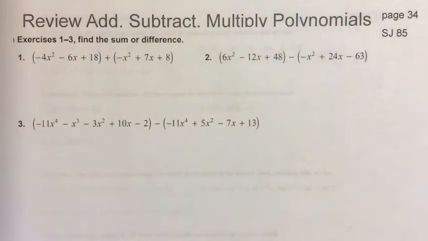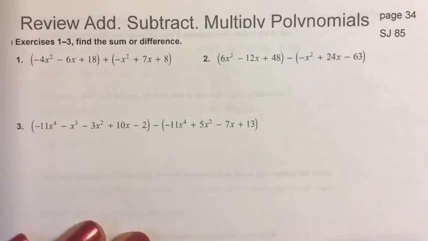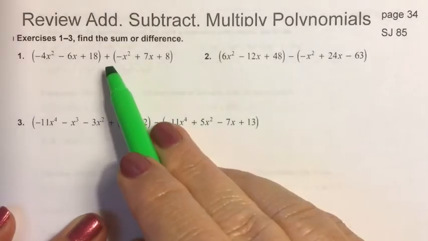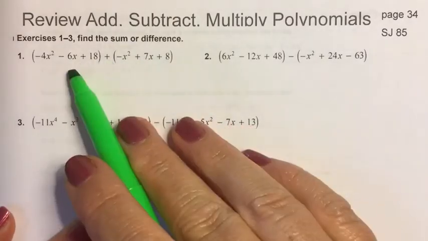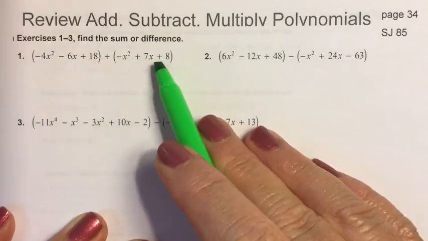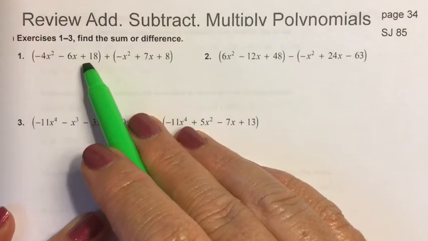This is Student Journal page 85. We're going to review how to add, subtract, and multiply polynomials. This is something that you learned in Algebra 1 and possibly 8th grade math. We're adding two trinomials. Remember, a trinomial is three unlike terms separated by addition or subtraction signs.